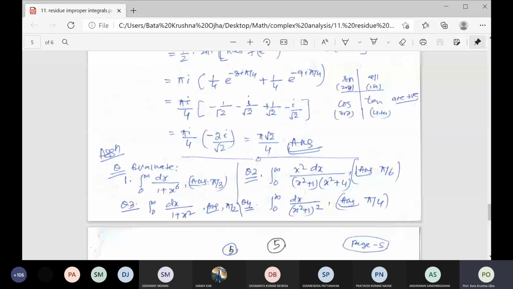So all of you solve question number 4. If you have no doubt, you solve question number 4. From page 4, you see question number 4.